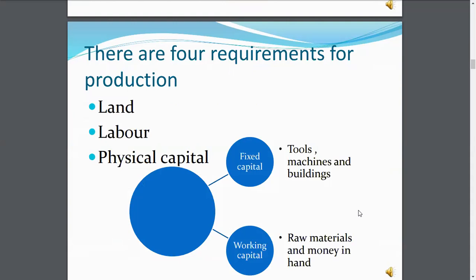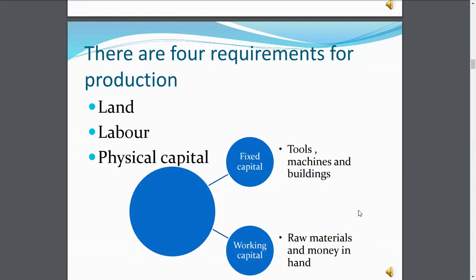Okay. Land is the basic natural resource which is required as an input in any production activity. It is fixed in nature, which means without land, nothing is possible. Whether it is a factory, a farm, or an institution, we need land. So land is considered a basic natural resource required for any production activity. Then comes labor. What does labor mean?